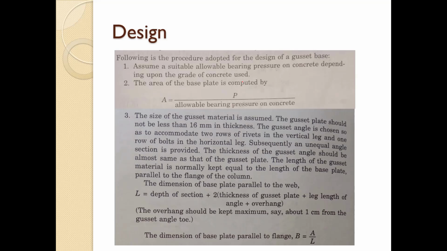Assume a suitable allowable bearing pressure on concrete depending upon the grade of concrete. The area of the base plate is computed by A equals P divided by the allowable bearing pressure in concrete. The size of the gusset material is assumed. The gusset plate should not be less than 16 mm in thickness. The gusset angle is chosen so as to accommodate two rows of rivets in the vertical leg.